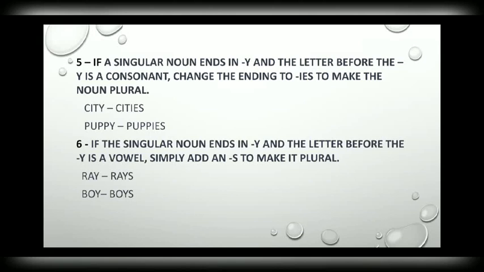Rule number 5: if a singular noun ends in y and the letter before the y is a consonant, change the ending to ies to make the noun plural. For example, city, cities, puppy, puppies. If the singular noun ends in y and the letter before the y is a vowel, simply add an s to make it plural. For example, ray, rays, boy, boys.